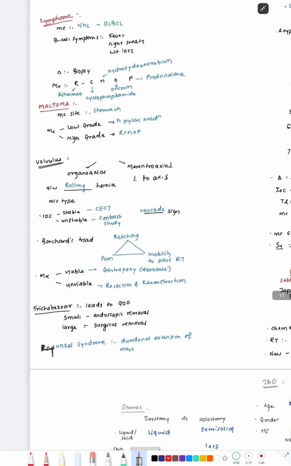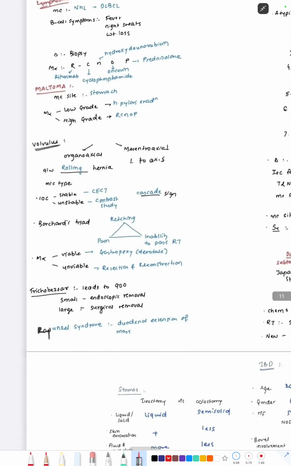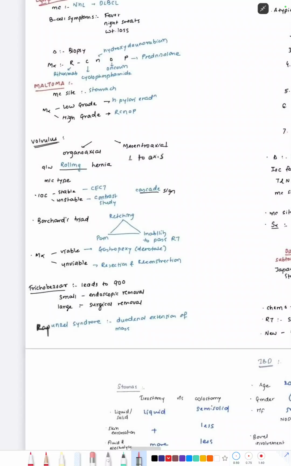Then very important is the volvulus at the level of the stomach. It can be of two types, organoaxial or mesenteroaxial. Organoaxial is associated with rolling type of hernia, and it is the most common type. Rolling type of hernia is the type 2 hernia, that is paraesophageal hernia. Investigation of choice is CT, or in a stable patient, a contrast study. Then organoaxial volvulus is associated with Borchardt's triad. Borchardt's triad says retching, pain, and inability to pass the Ryle's tube.